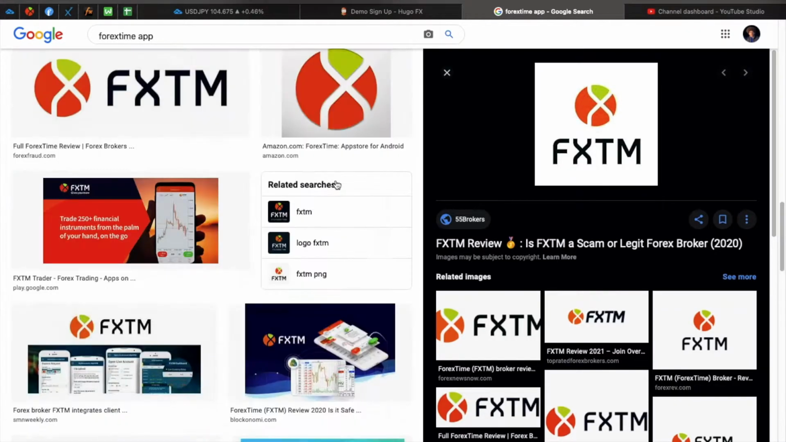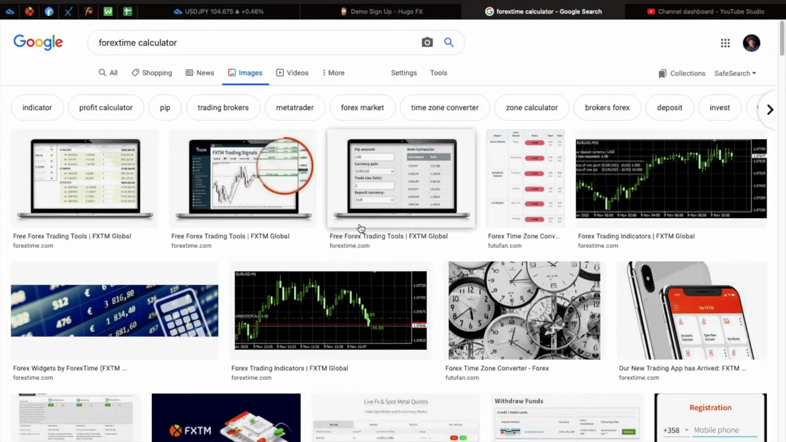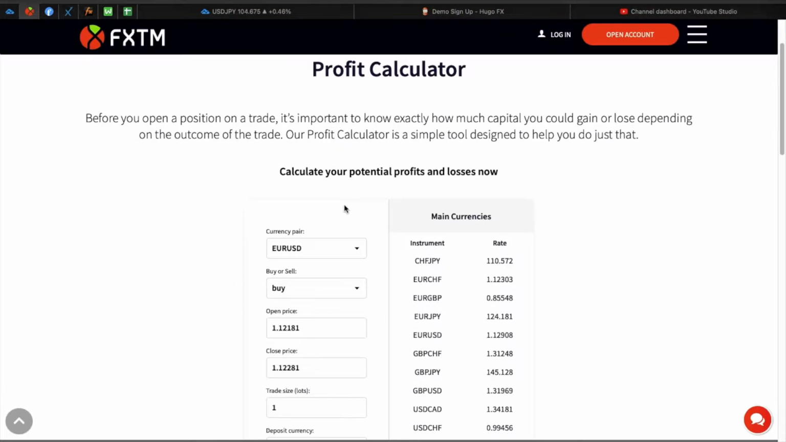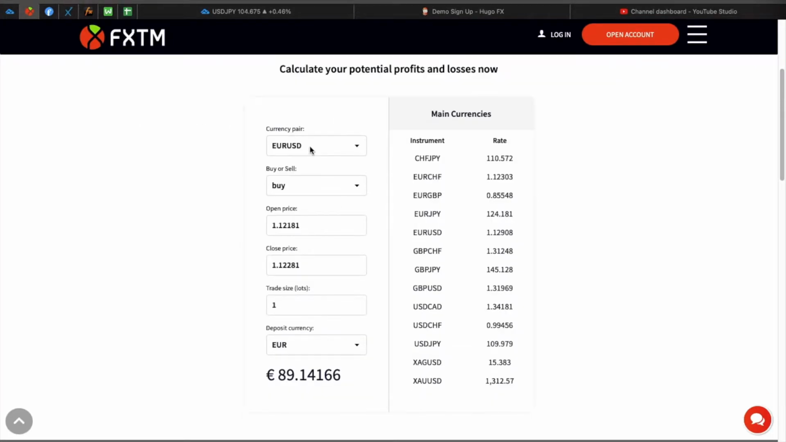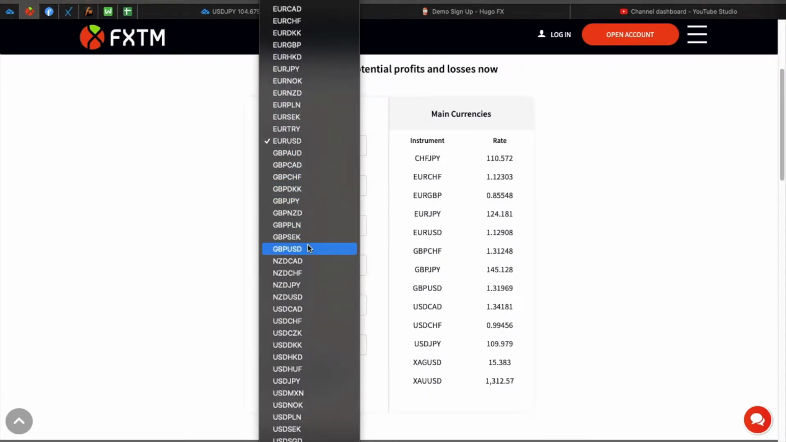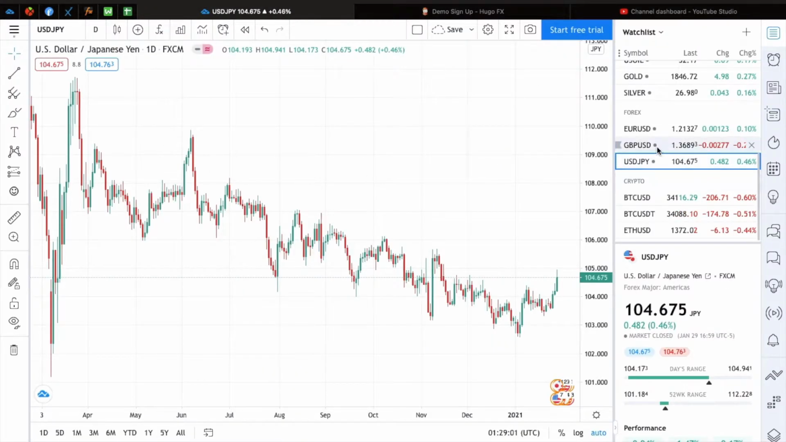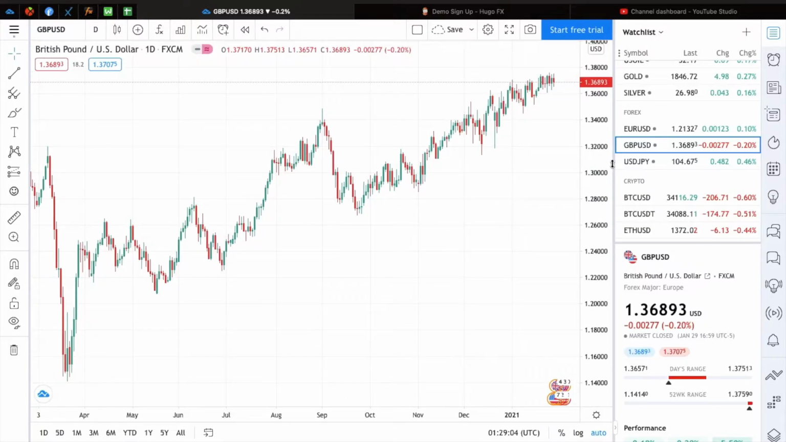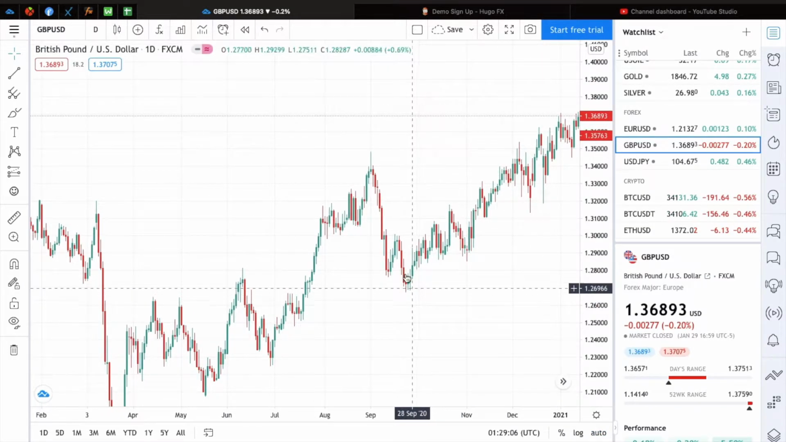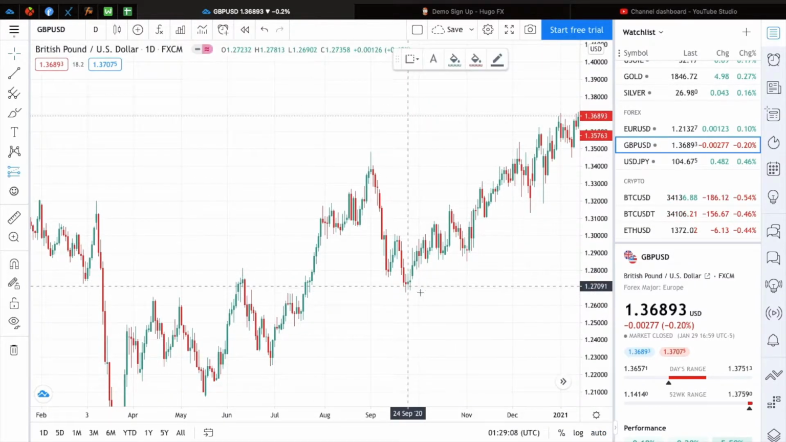So let's see if we can find the calculator. Actually, I got it on my computer. So this is what the app would look like on your phone. So if we were trying to buy, let's say German British Pound USD again, and we were looking to buy, we would press buy. We would go to USD because that's the currency we're trading with. And then we would go to open price. And let's just go to the charts real quick. So let's say we were trying to buy German British Pound right here.